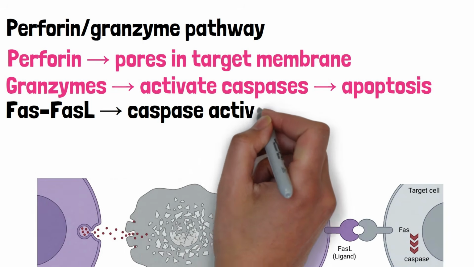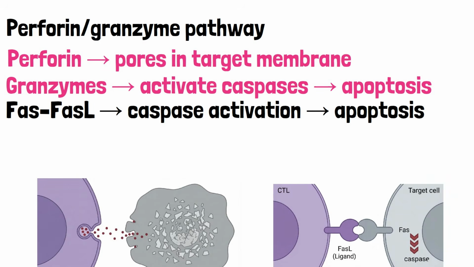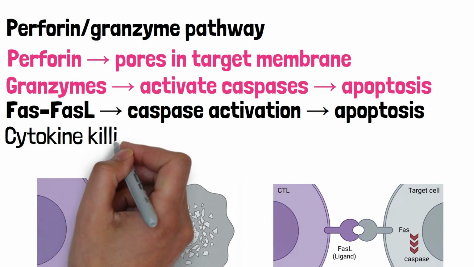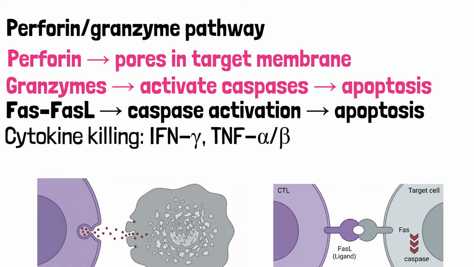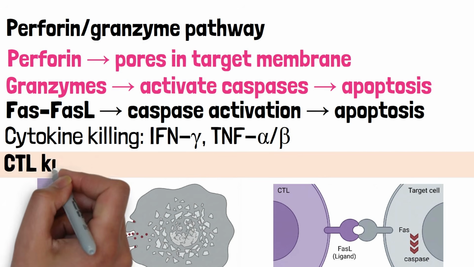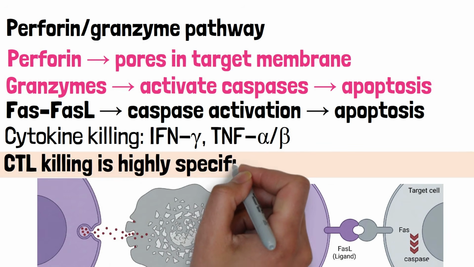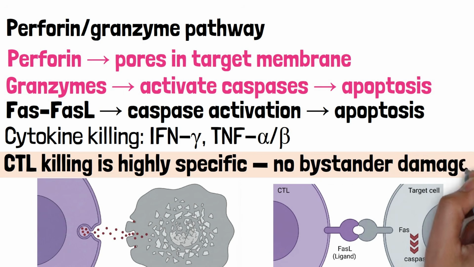FasL on the CTL surface binds FAS on the target, and that also triggers caspase activation and apoptosis downstream. There's a third, softer route too, cytokine-mediated killing, where IFN-γ and TNF-alpha or TNF-beta can induce apoptosis in sensitive cells on their own. And here's the clinical pearl worth remembering. CTL killing is highly specific and does not damage bystander cells, and the FAS pathway in particular matters for immune privilege and for clearing out activated lymphocytes once they're no longer needed.